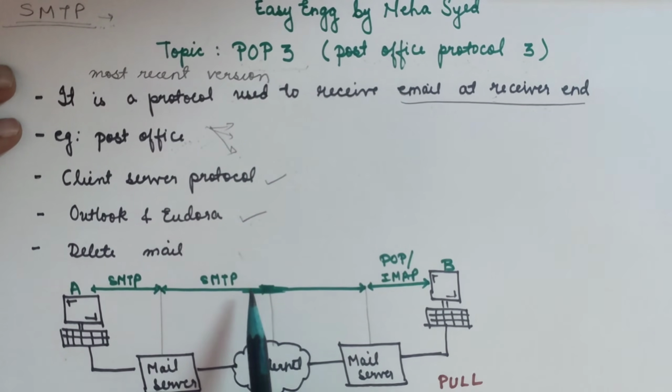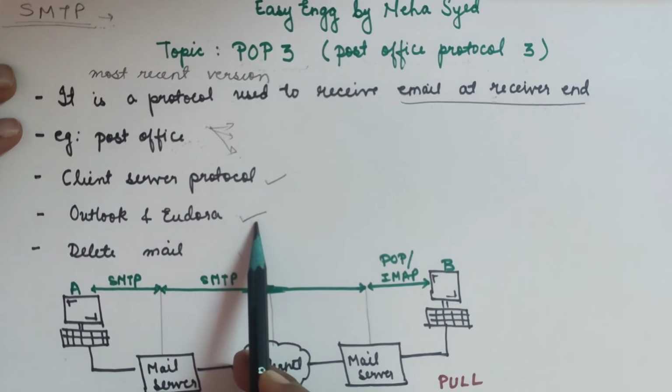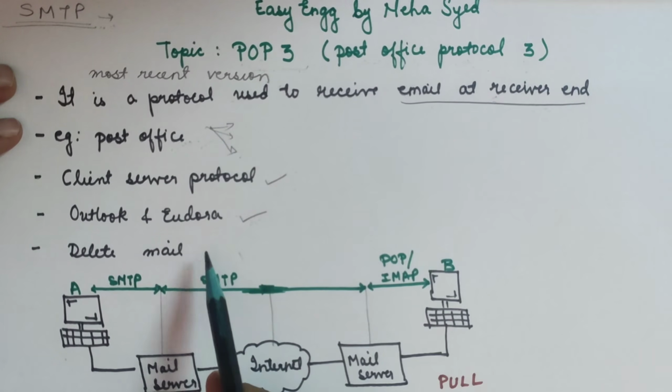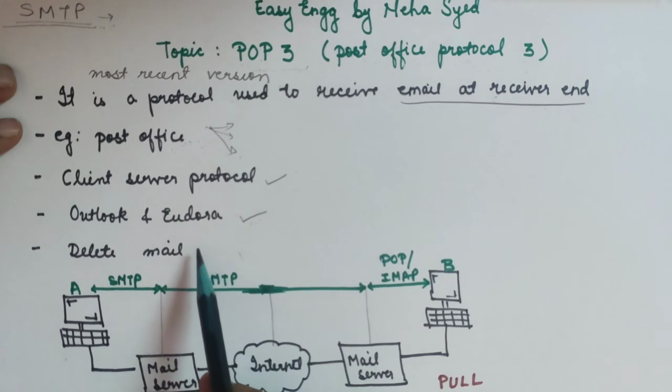This protocol is used to build most popular email products like Outlook, Eudora. Also, whenever you receive the email, or whenever you download the email from the server, POP3 is going to delete that mail from that particular server.